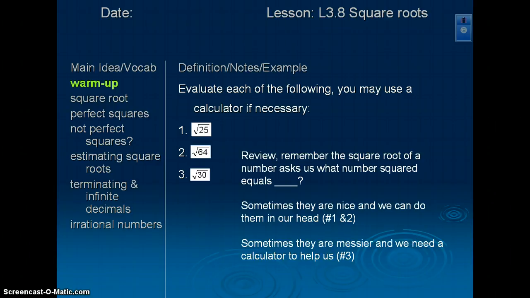Occasionally they're a little bit more difficult and we need a calculator to help us. In this case, if we are asked to find the square root of 30, we would enter it into our calculator, finding out that it's about equal to 5.48.